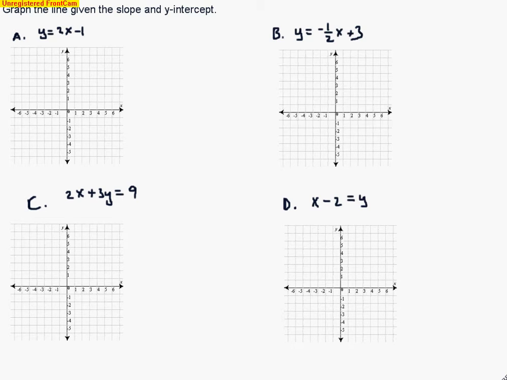The next part is going to ask us to graph given a slope and a y-intercept. And these problems are a little different because here I'm writing the equation in the slope-intercept form. So let's take a look at this.